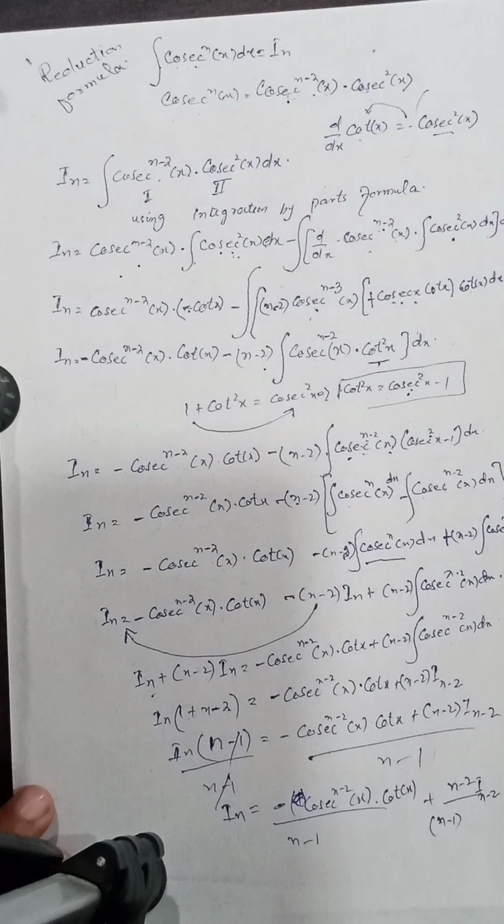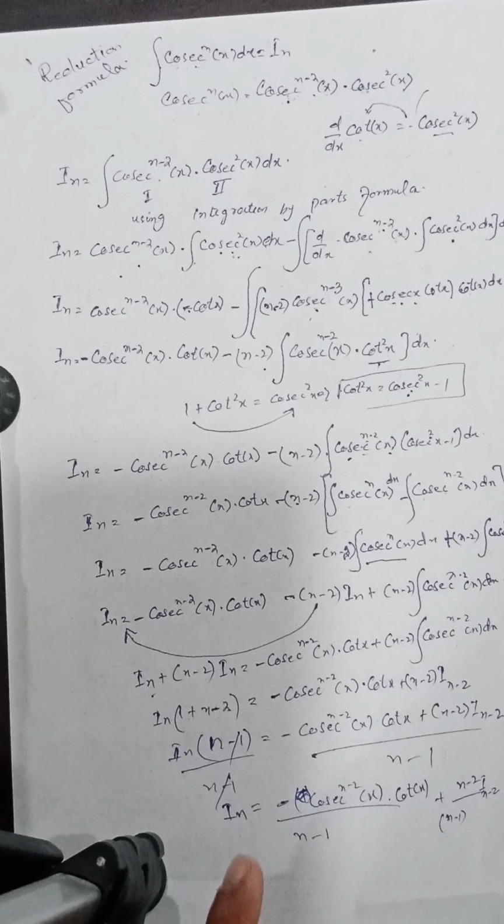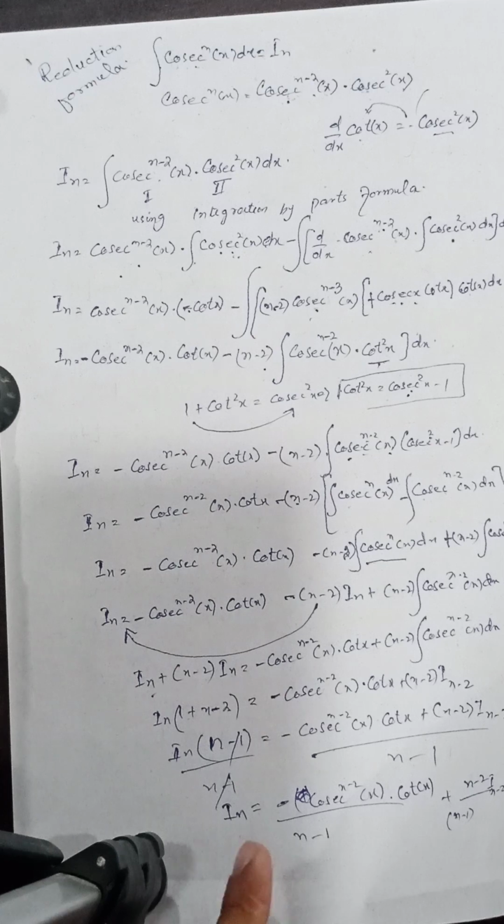This is the reduction formula. So the reduction formula of the integral of cosecant^n of x with respect to x is equal to I_n is minus cosecant^(n-2) of x divided by (n-1) with cotangent of x plus (n-2) divided by (n-1) with the integral of cosecant^(n-2) of x dx.